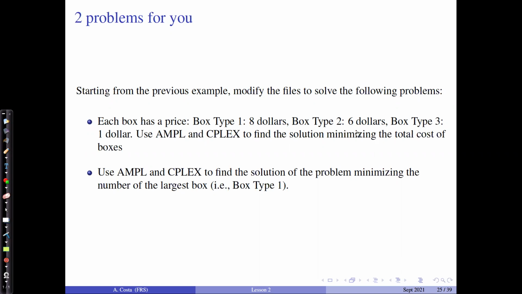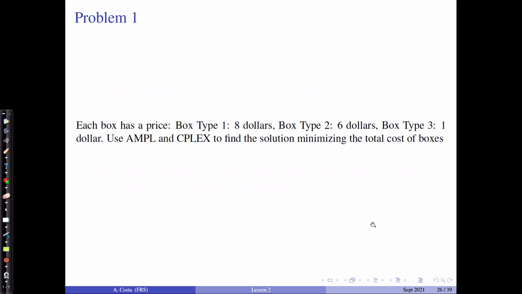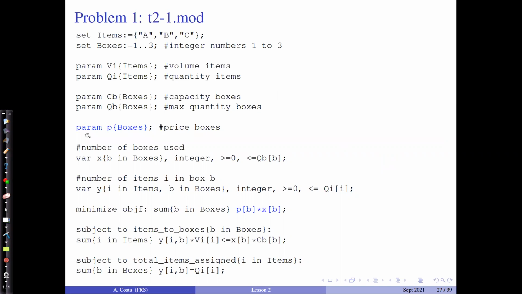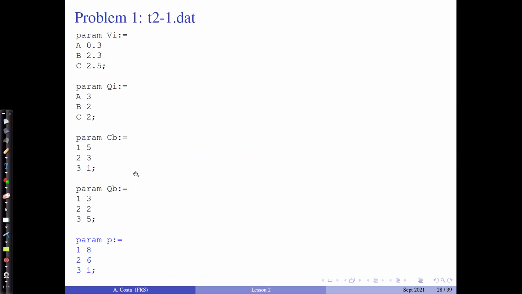Okay, so it seems that everyone was able to solve the problems quite easily. So we can quickly go through the solution. For the first one, what we had to do, as you have seen, was to create these parameters for the price of the boxes and then minimize the total cost. Basically, you need to create a parameter here. The objective function is now this, right? The price times the amount of boxes. And then when you look at the data file, you have the new parameter here.